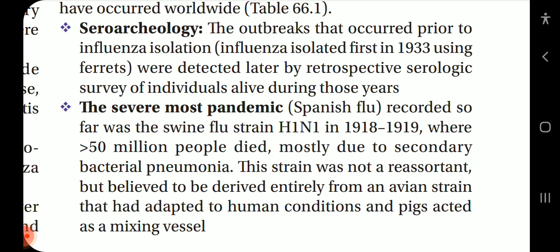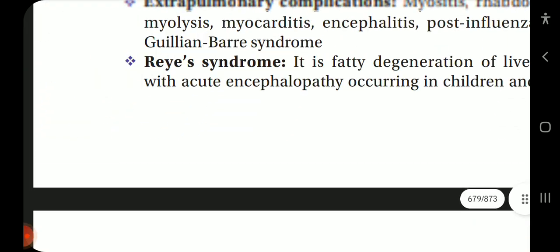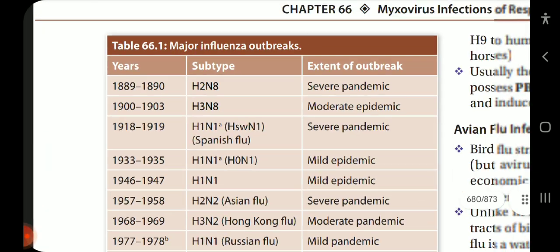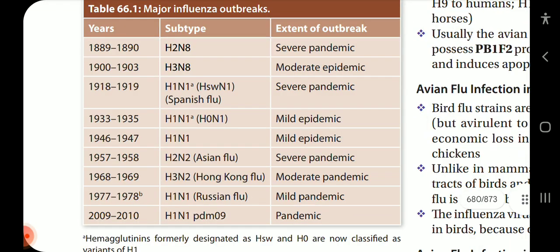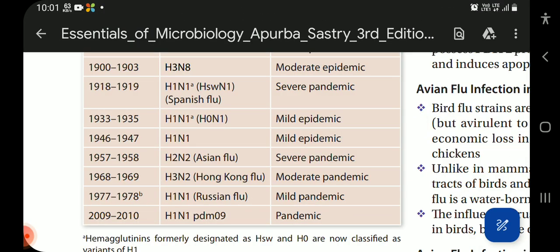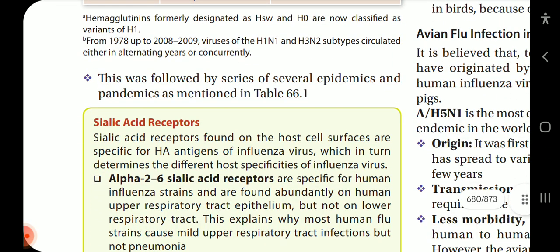This strain was not a reassortant but believed to be derived entirely from an avian strain that had adapted to human conditions, and pigs acted as a mixing vessel. Okay, so there were several pandemics associated with several subtypes. Okay, now this was followed by a series of several epidemics and pandemics as mentioned.